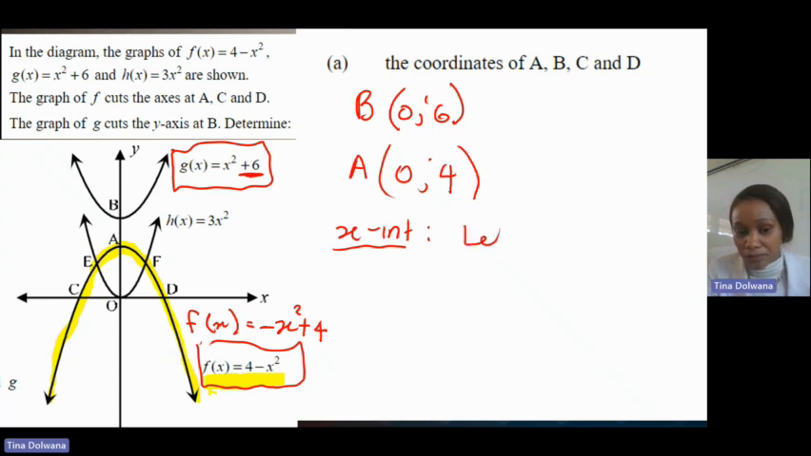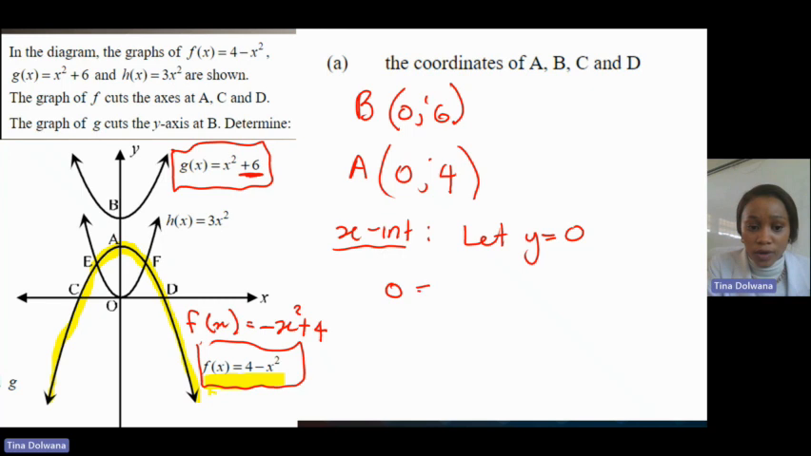We say let y equal to 0. Now remember guys, you are using the graph of f because the graph of f cuts the x-axis at C and D. So you can't use the graph of g. You also can't use the graph of h. You can only use the graph of f because that's where it cuts the x-axis at C and D.